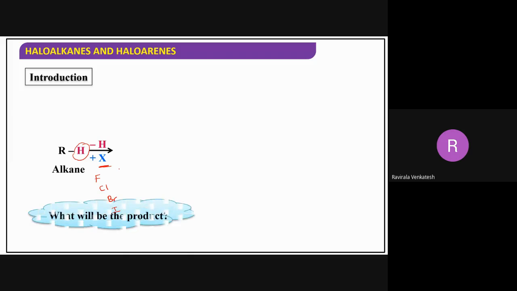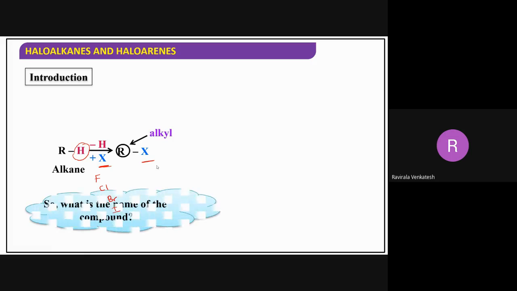They are called what? Hello. The product we are doing is very simple. In the place of hydrogen, I put halogen here, right? This is called what actually? Halo. R is called generally alkyl.